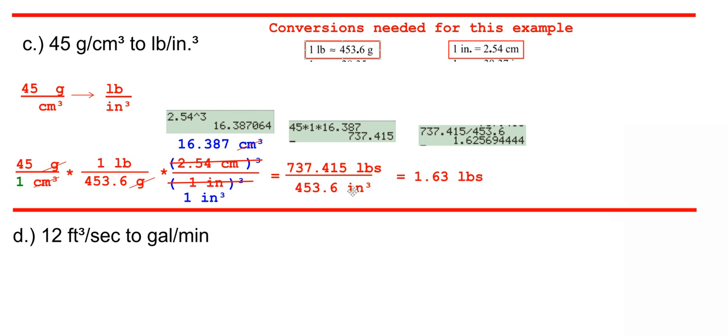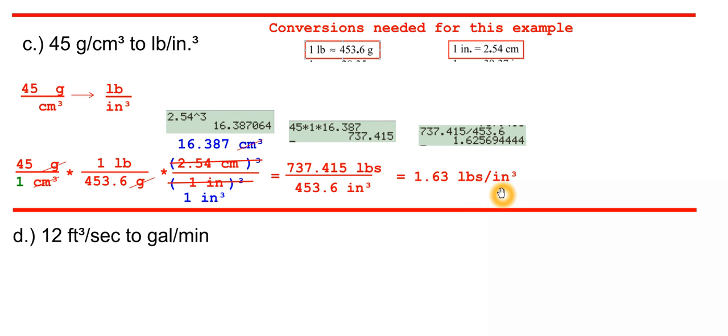Okay, our final units. Remember, at the top, all we have remaining are pounds, agreed? So pounds are the units, and then inches on the bottom, so pounds per inch cube. Here we go. Hey, I may have skipped this in the previous problem, but I'll come back in a minute. So in this case, this is our final answer, 1.63 pounds per inch cube.